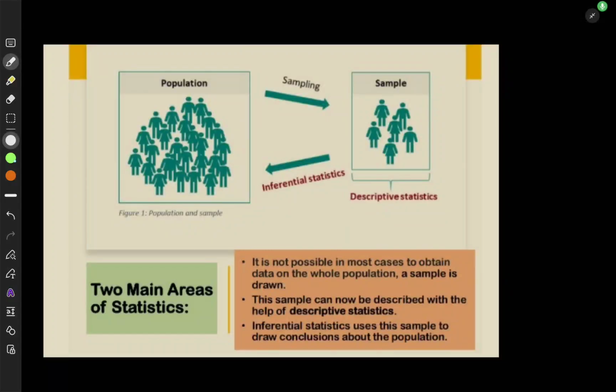We are going into the idea of sampling, which is right here. We want to understand it. And this diagram talks about everything we've been talking about and what we want to talk about in this video.